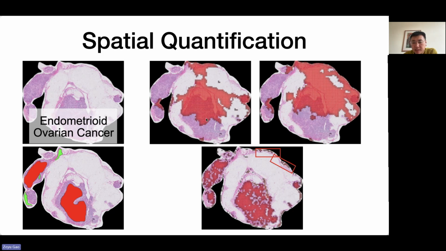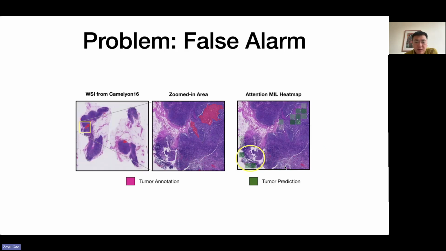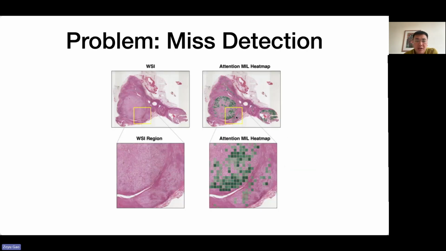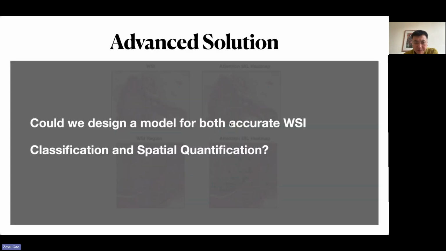And some of them give you much better recall as we expected, but they still give you some false negatives here, which is still not very trustworthy. So basically for quantification, nowadays all the machine learning frameworks have the false alarm issue and also the misdetection issue. So they can only do very good slide level analysis, but when you really focus on region level analysis, it's not perfect. So could we design a model for both accurate slide level classification and also spatial, or we call it instance level, quantification, right?